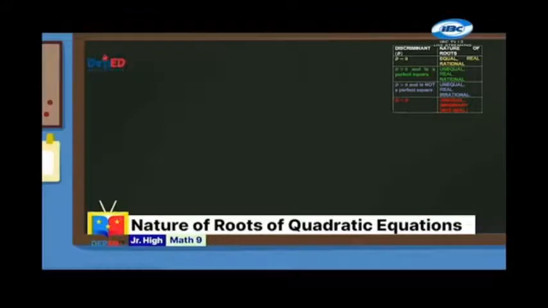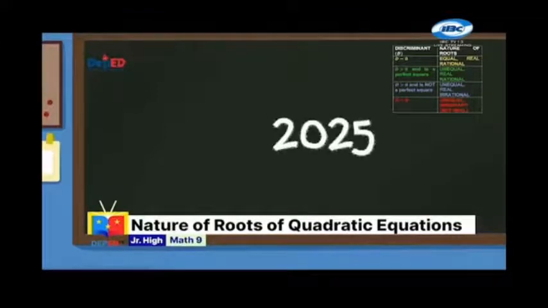Discriminant number 3. 2025. What is the nature of the roots? Timer starts now. Stop, look, and listen. 2025 is a perfect square. Its principal root is 45. Thus, the roots are unequal, real, and rational.